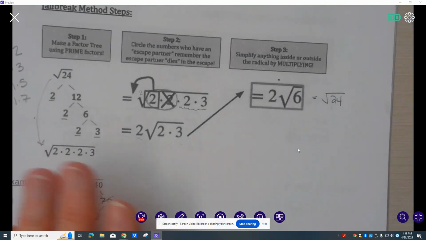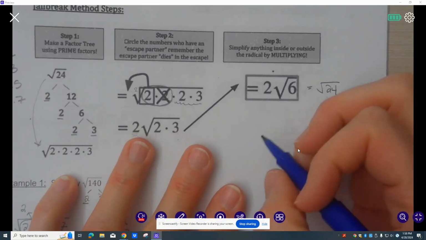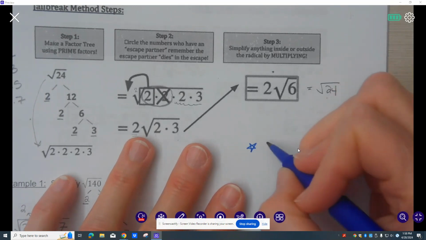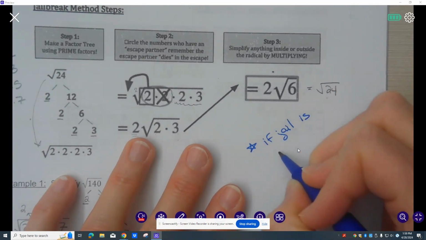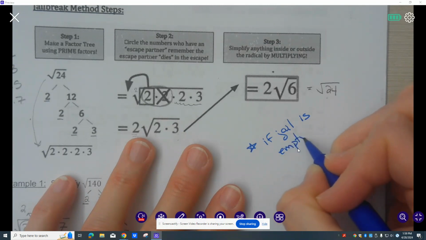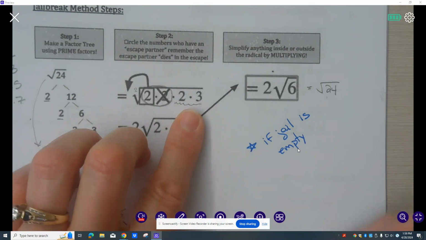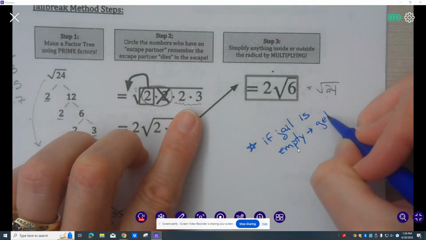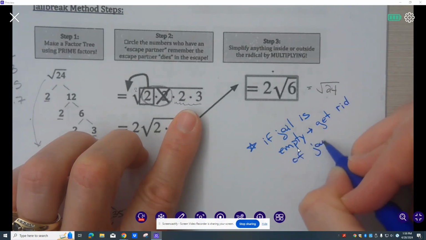One thing that I forgot to mention when we were going over the steps, so why don't you add this to the top of your notes on page 3. If the jail is empty, so every number in the jail gets circled, which means everybody escapes, then you get rid of the jail. You don't need a jail if it's empty.